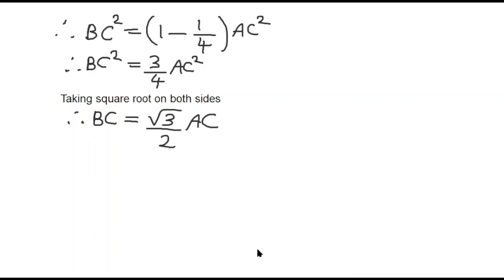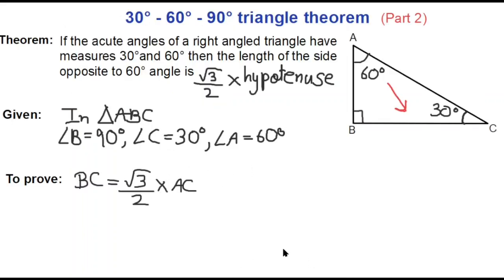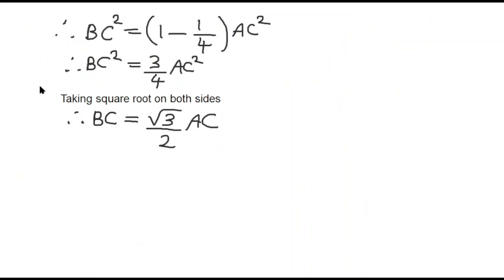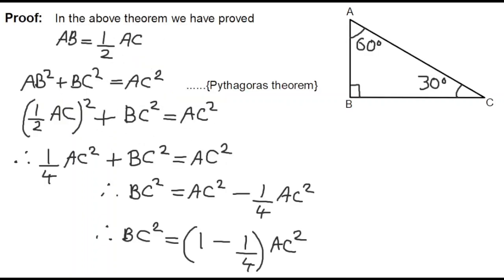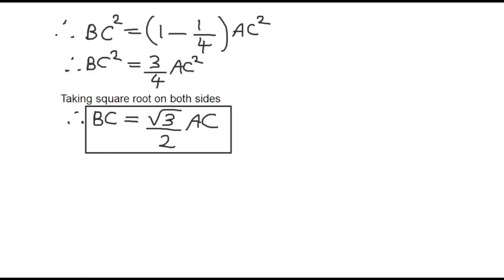Okay. So here see, we got the answer. We have to prove BC is equal to root 3 upon 2 into AC. This we have to prove. And here we got the answer, BC is equal to root 3 upon 2 into AC. So this is what we have to prove. This is the proof. So this is how you have to prove the 30, 60, 90 triangle theorem part 2.